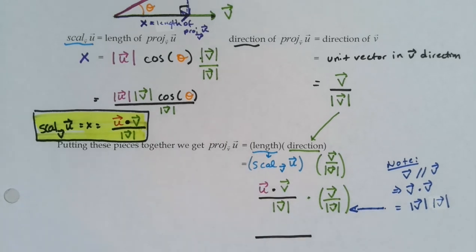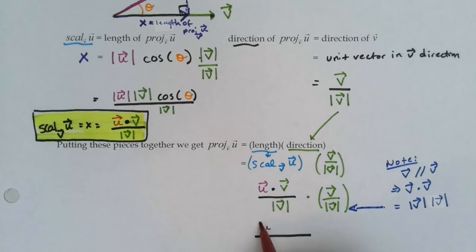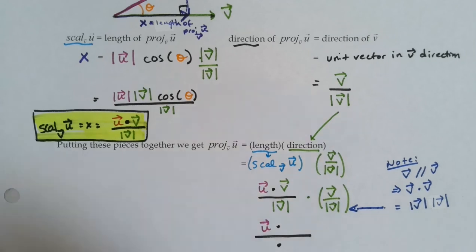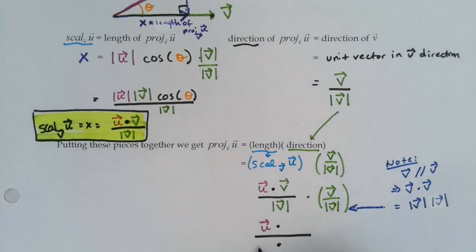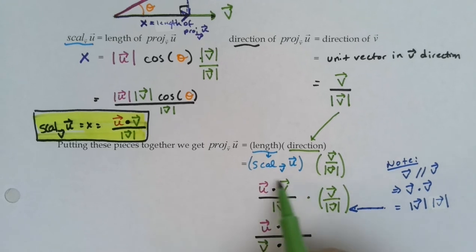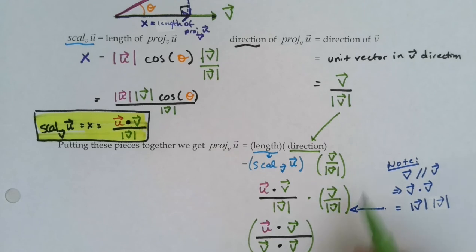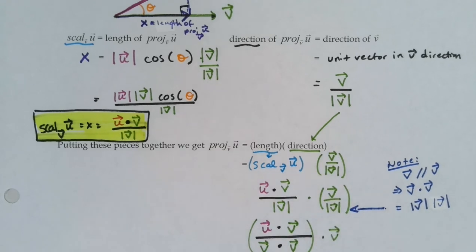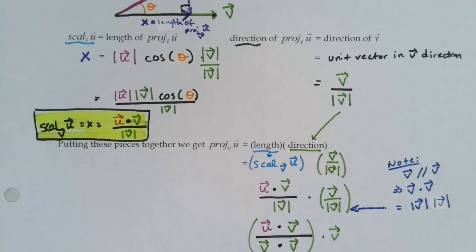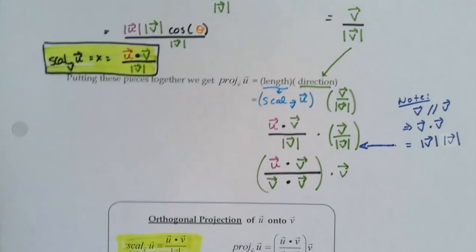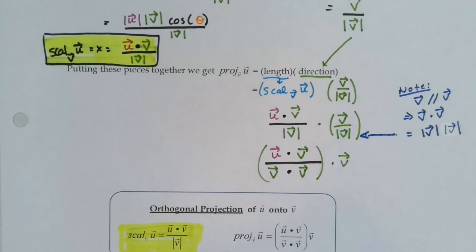So I have u dot product with v, and now I have v dot product with v, u dot product with v over v dot product with v, all multiplied by v. Which is interesting because this is going to be a number. A scalar will be a number.